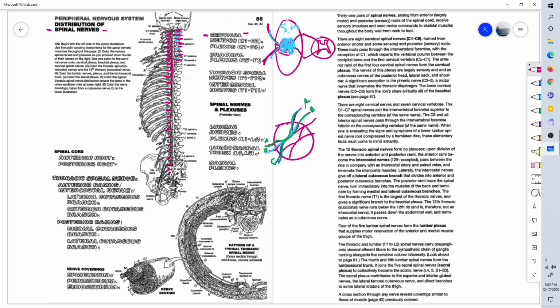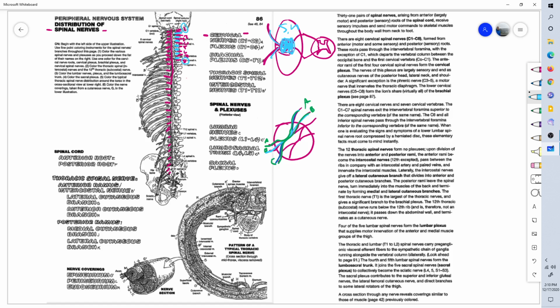But count them. 1, 2, 3, 4, 5, 6, 7, 8. So there are 7 cervical vertebrae, 1, 2, 3, 4, 5, 6, 7, but there are 8 cervical nerves because there is one nerve on top of C1 and one nerve below C7. That makes 8.